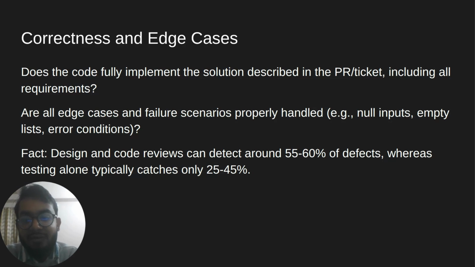And also keep in mind that all use cases and failure scenarios should be properly handled. It can be null inputs, an empty list, or error conditions. It can be anything. The fact is, design and code reviews can detect around 55 to 60% of defects, whereas testing alone typically catches only 25 to 45%. So it's really pretty low. Code reviews are really, really important.